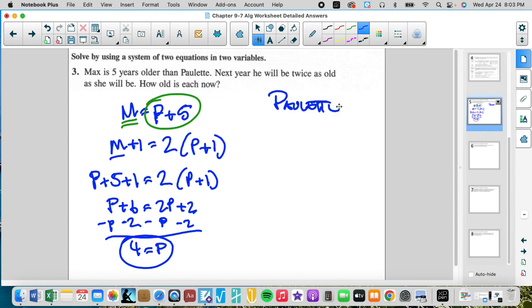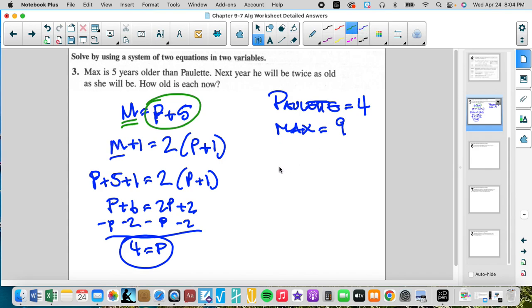Hold it. Paulette is 4, and Max is 9. 5 years more. In a year, Max will be 10.